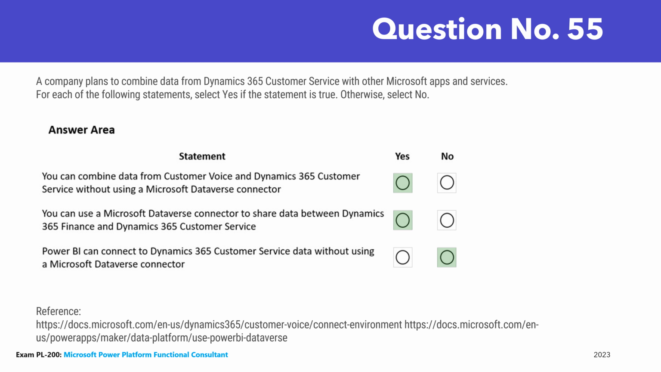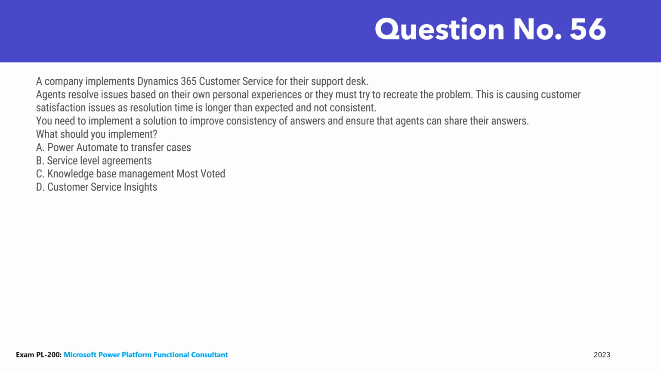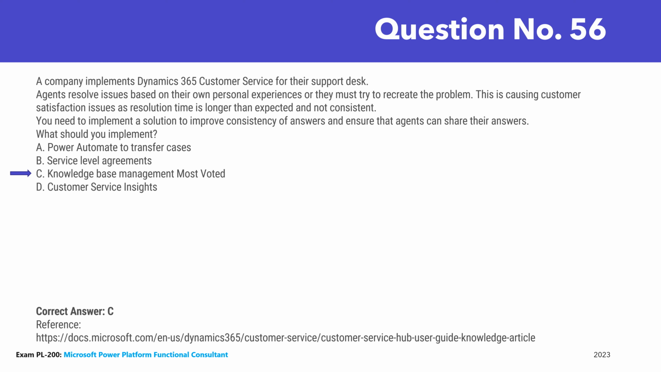Statement yes. A company implements Dynamics 365 customer service for their support desk. Agents resolve issues based on their own personal experiences, or they must try to recreate the problem. This is causing customer satisfaction issues as resolution time is longer than expected and not consistent. You need to implement a solution to improve consistency of answers and ensure that agents can share their answers. What should you implement? A. Power Automate to transfer cases. B. Service level agreements. C. Knowledge base management, most voted. D. Customer service insights. Correct answer, C.